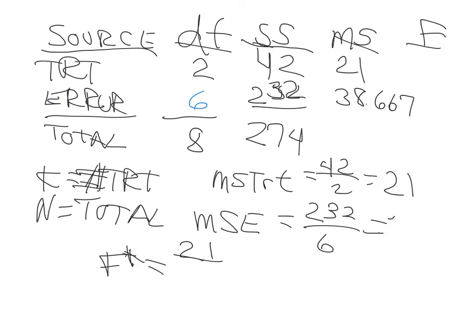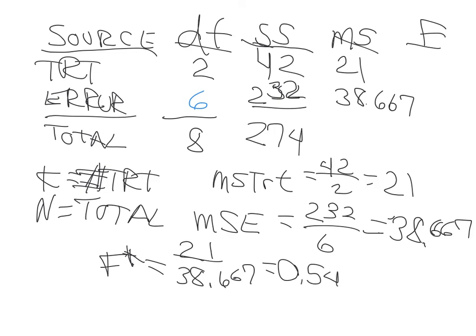And then F star, which gives me my test statistic, is 21. I'm looking at my paper where my numbers are while I'm doing this. So I have 21 divided by 38.667, and I get 0.54. Isn't this fun?